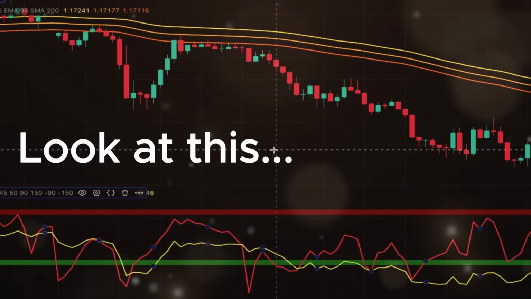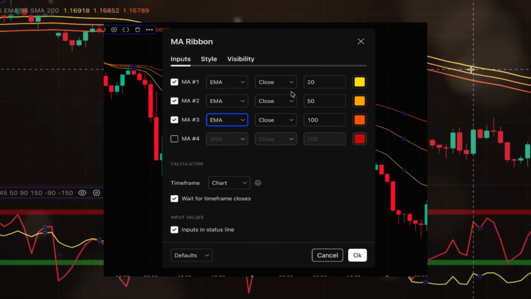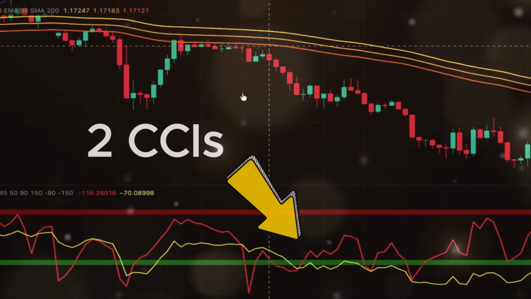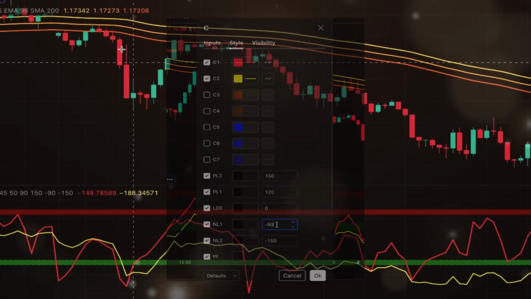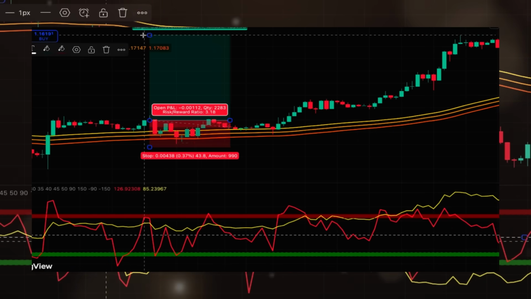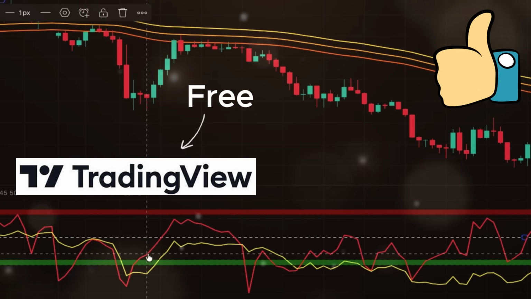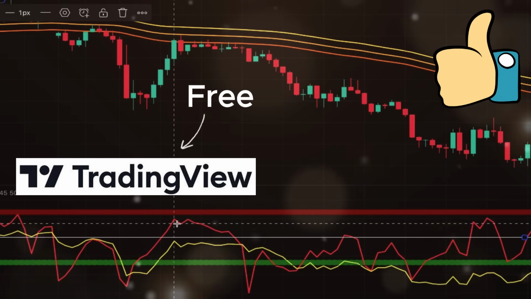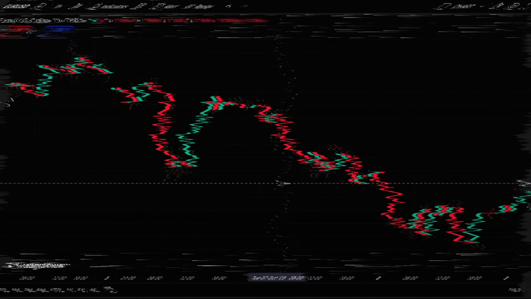Look at what I did here. I added 3 EMAs with some special settings and combinations, and then I added 2 CCIs with secret settings and combinations, and then I created a very accurate trading strategy based on them. Don't worry if you're on the free version of TradingView, because I will teach you how you can have 3 moving averages and 2 CCIs on your price chart. Just make sure you watch this video until the end, and let's get started.